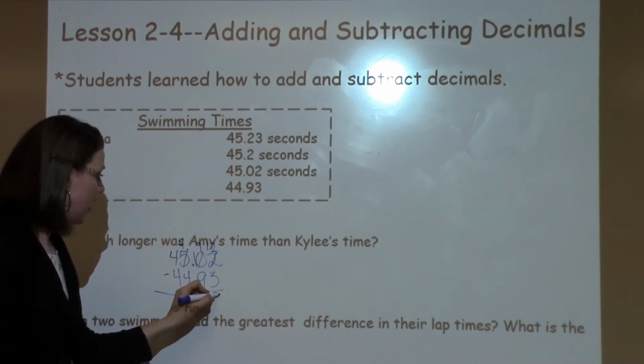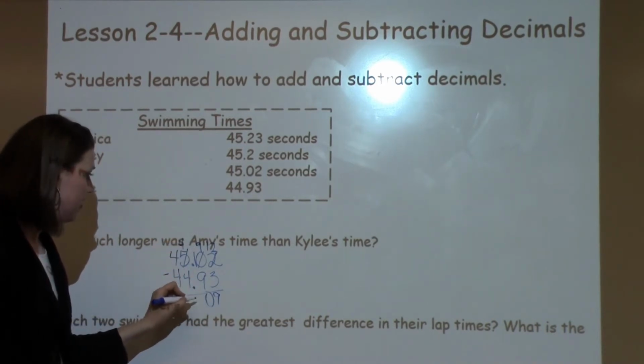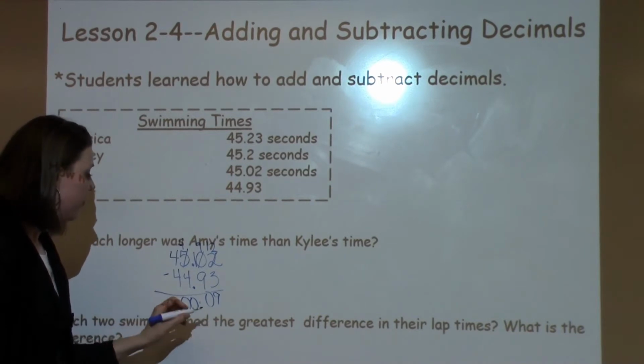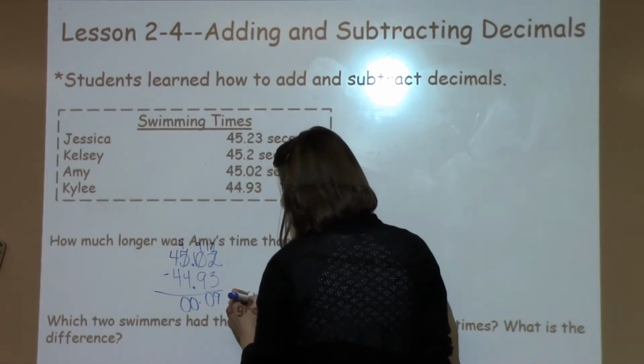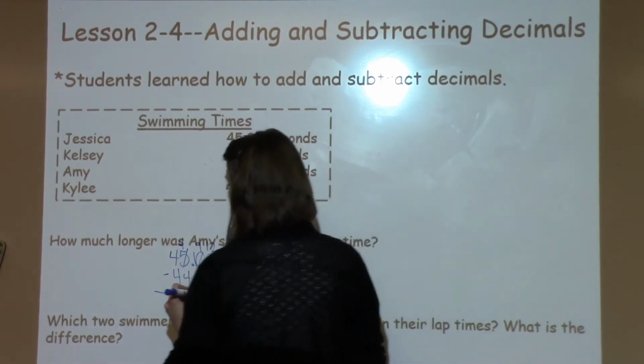12 minus 3 is 9. 9 minus 9 is 0. I've got 4 minus 4 is 0. 4 minus 4 is 0. I've got 900 seconds. So that's how much faster Amy's time was than Kylie's time.